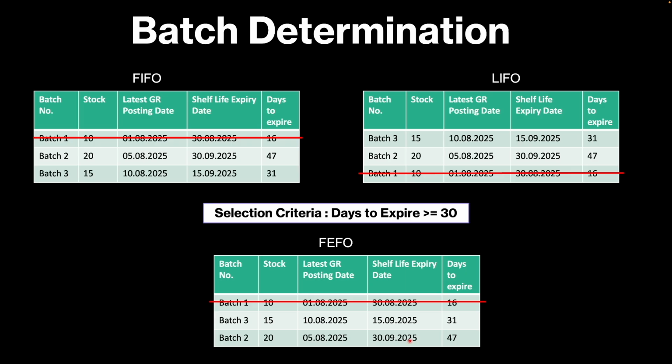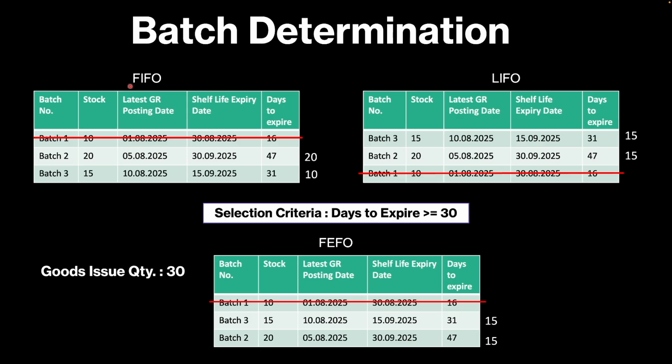So you can see we have two activities. First, we have to select the batches from which the goods issue has to happen, and then we have to sort the batches based on the relevant strategy. So now if you have to issue 30 quantity, then for all these three strategies, batch 1 will not be considered and system will post quantities from batch 2 and batch 3 only, based on the sorting that has happened for all of these three strategies.